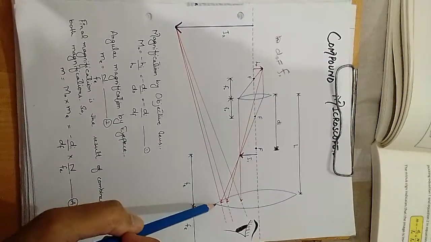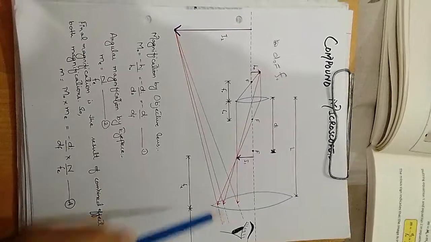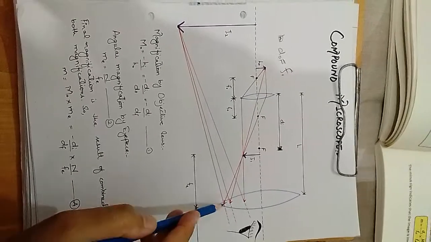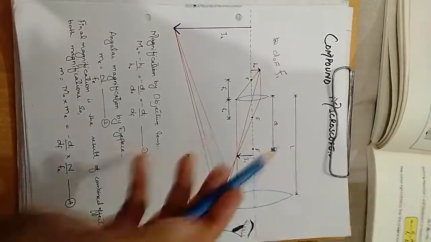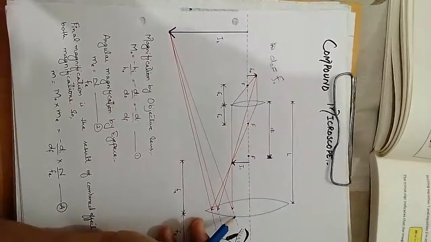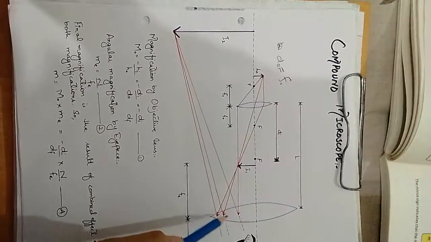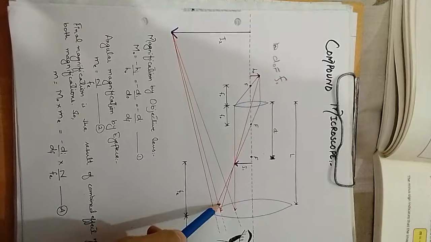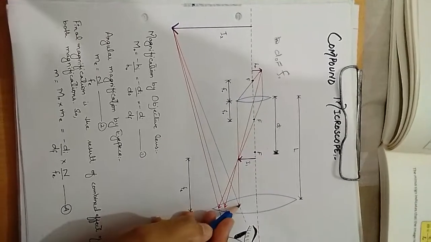We're going to introduce another convex lens, called the eyepiece lens. This is called the objective lens, and this is called the eyepiece lens, because the eye is going to see through it.